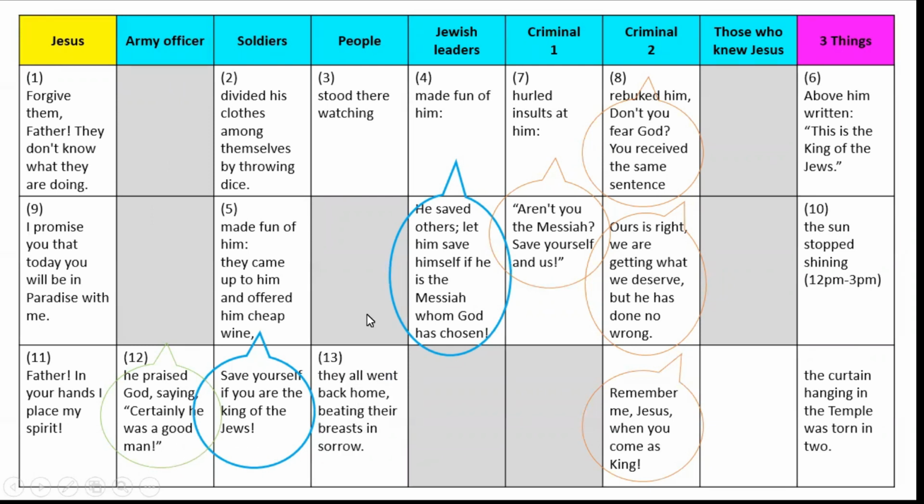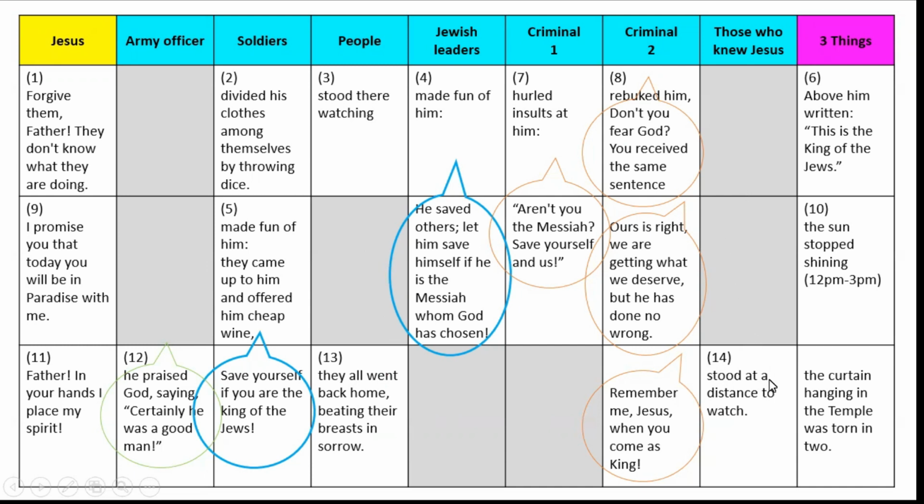Continuing to number 13, the people who were there earlier on watching, now they are going back home beating their breasts in sorrow. Finally, number 14, his friends, or those who knew Jesus, stood at a distance to watch. They watched all this they saw, but because they were not being mentioned in front, only right at the end it was said that they actually watched the whole thing.